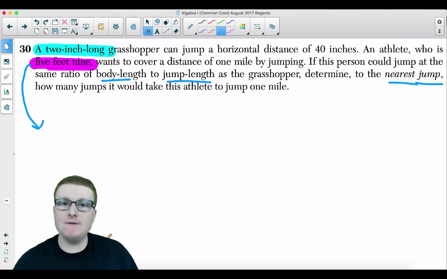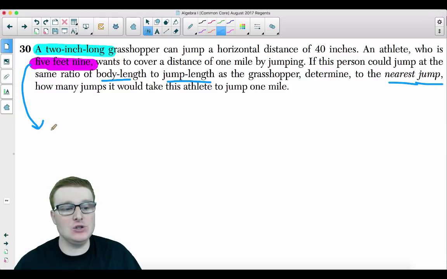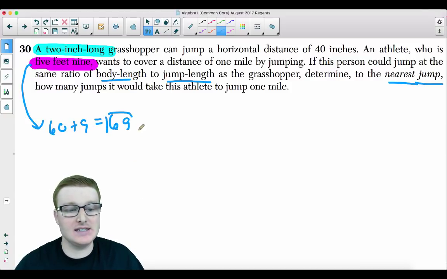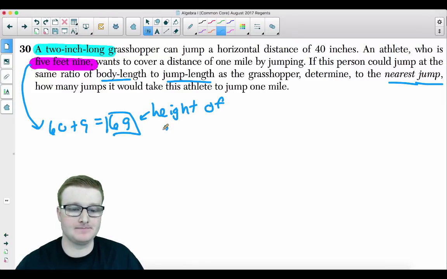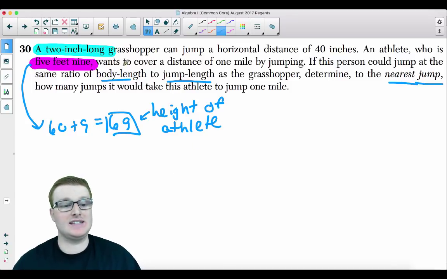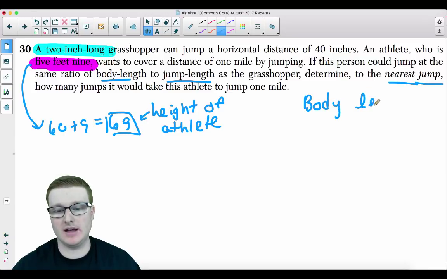Well, you just take 5 feet times 12, because there's 12 inches in a foot. That gives you 60 inches. Add on the additional 9. This athlete is 69 inches. This is the height of the athlete. Okay? We got that down.